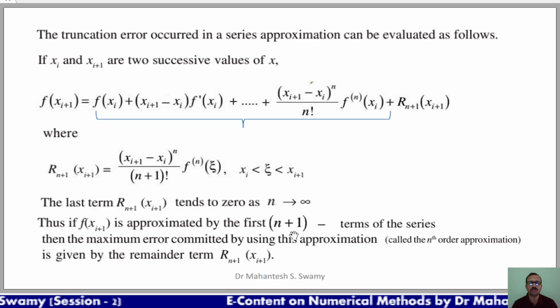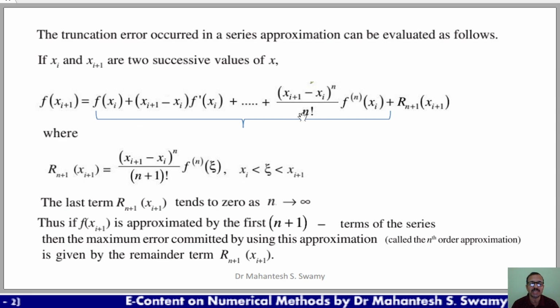I have just now told you that there will be infinitely many terms in the Taylor series expansion. Out of them, we consider only the first n plus 1 terms. That means we are truncating the series. By truncating the series up to here, there will be an error involved, and that is truncation error. And what is that truncation error? We shall see now.